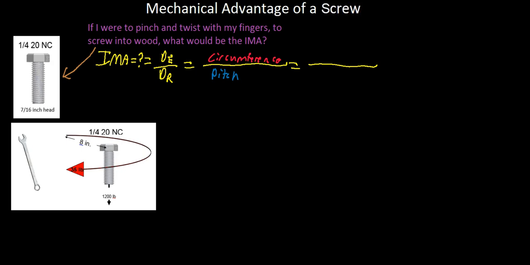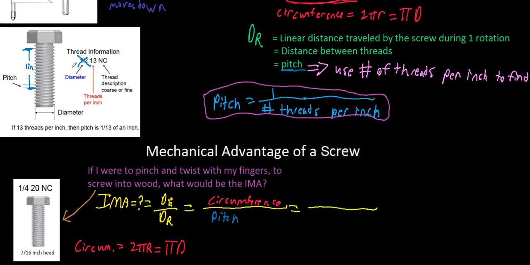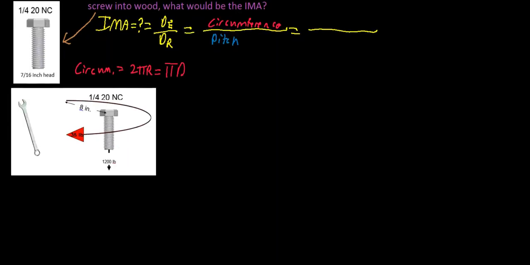Okay, let's start with the circumference. We know the formula for circumference. I'm going to write this shorthand. That is just 2 pi r, or in this case, pi times diameter, and that's the one we're going to use because we're given a diameter. And you might say, well, Mr. Anderson, it's 1/4 inch is the diameter because it said so in our previous example in our notes. But that's the diameter of the threads. That's not where I'm putting my fingers.